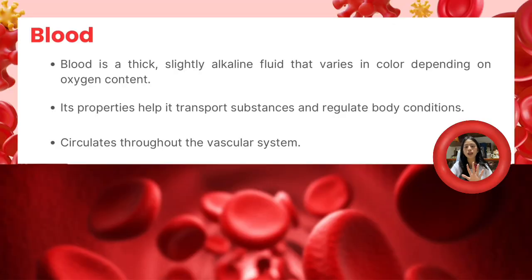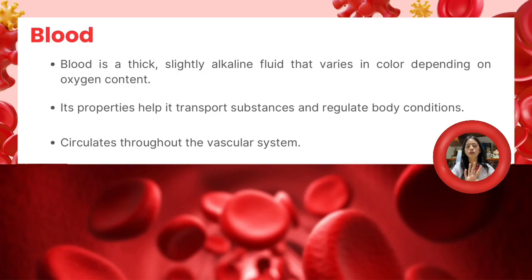It is 5 times thicker than water, slightly alkaline with a pH of 7.35 to 7.45, and warmer than body temperature. For example, after running, blood carries more heat, making us feel flushed.